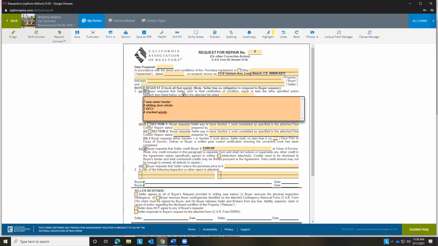Okay, so I don't want to spend too much time because apparently we're doing request for repairs next week. So I would just list all the things that they want repaired and then write, or. You're asking buyer requested seller prior to final verification, repair, take the following specified action: repair, put in a new water heater, blah, blah, blah, or credit buyer $3,000.